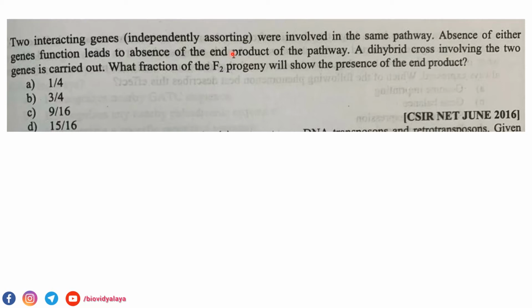Okay. And a dihybrid cross involving the two genes is carried out. What fraction of the F2 progeny will show the presence of the end product? So we have to find, in the dihybrid cross, what proportion of the F2 progeny will show the presence of the end product.